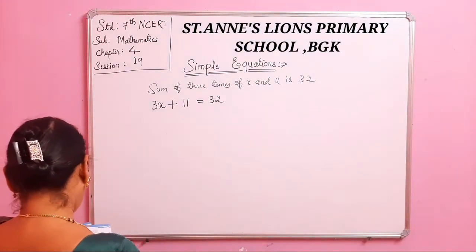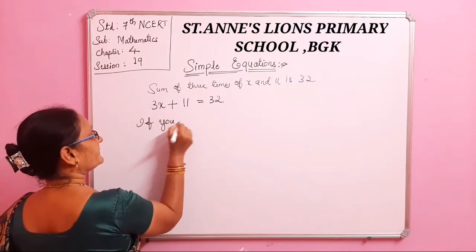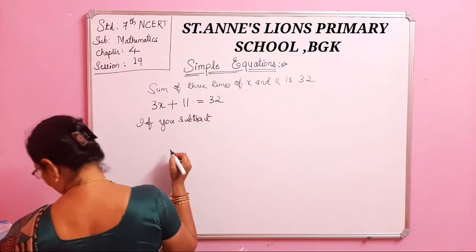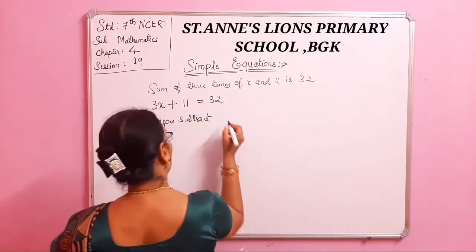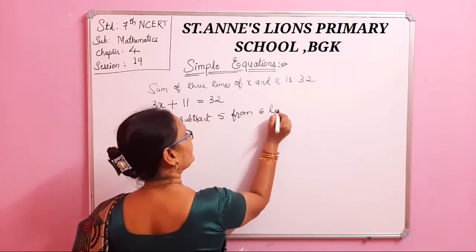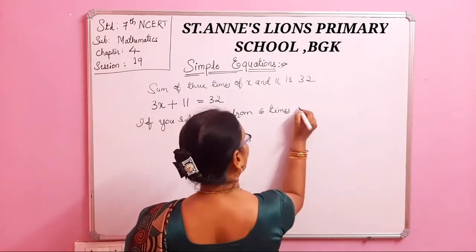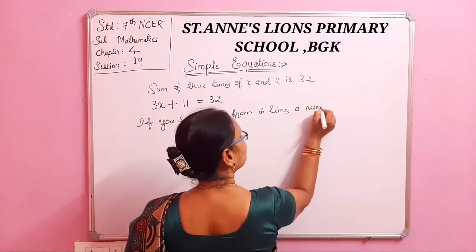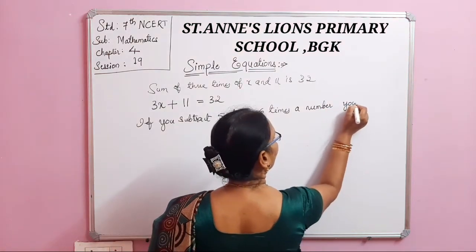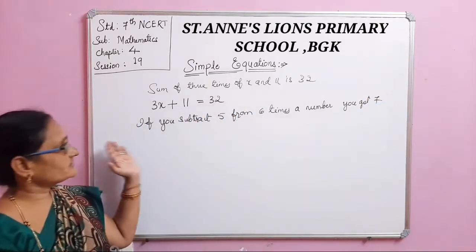Now, if you subtract 5 from 6 times a number, you get 7. See here, this is one statement.